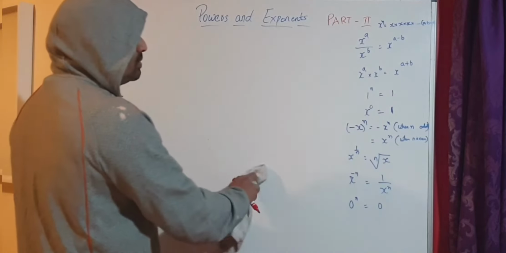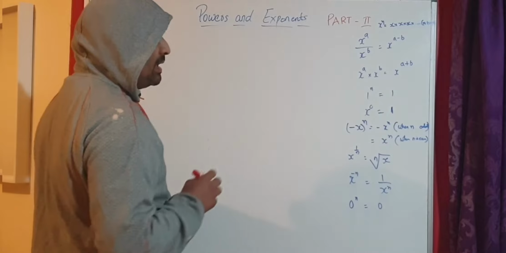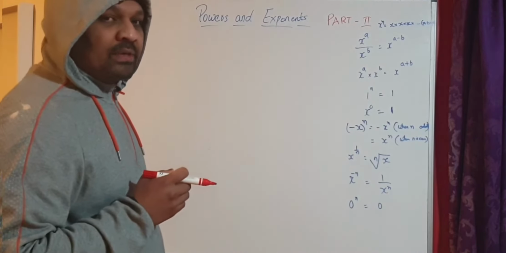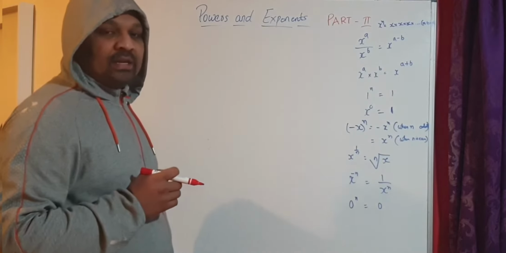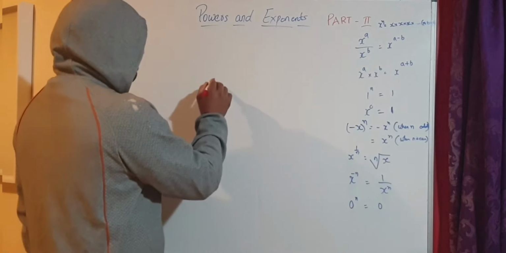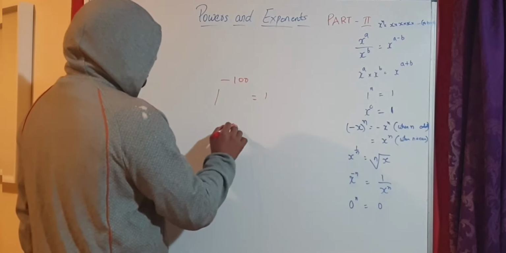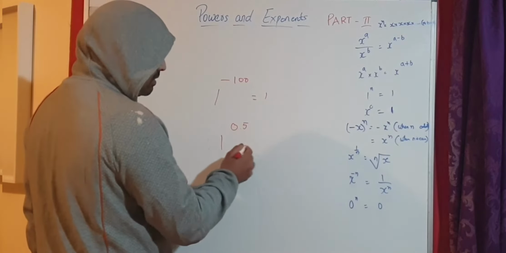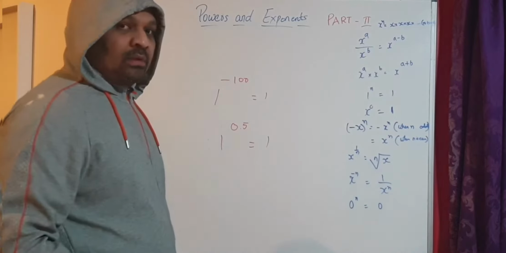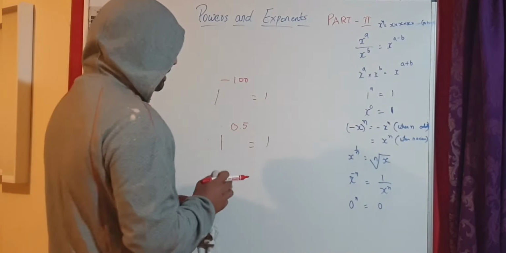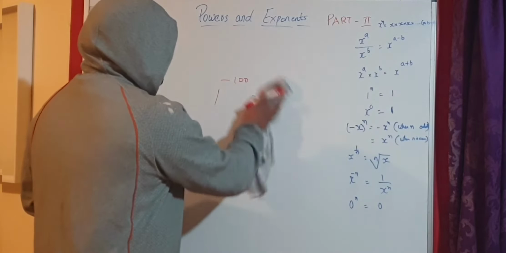Similarly, 1 to the power of n is equal to 1. That n can be anything. It can be a fractional number, it can be 0, it can be 100, it can be 200, it can even be a negative number. For example, 1 to the power of minus 100 is equal to 1. 1 to the power of 0.5 or 1 by 2 is going to be 1. And we also proved last time how we derived this answer.